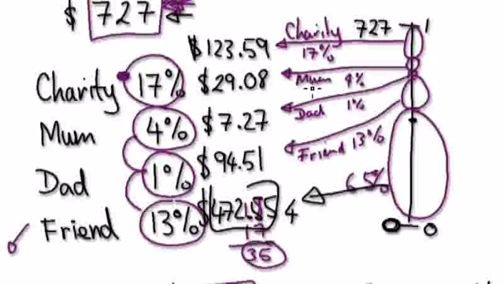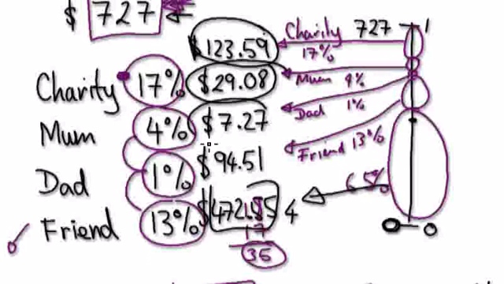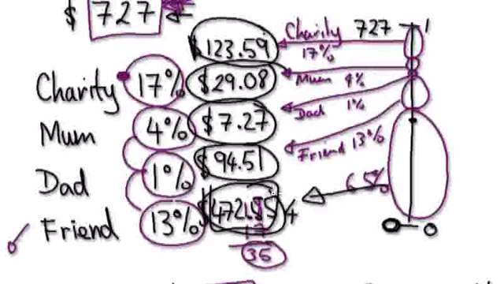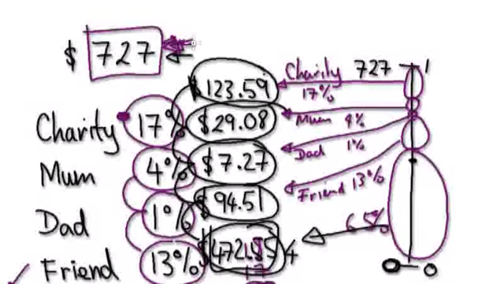Okay. So with this diagram, you can actually see the actual amount going to charity is this. The actual amount going to mum is this. The actual amount going to dad is this. The actual amount going to your friend will be this, and this will be what's left for you. And if you add all these together, it should come up to your original amount up here. Okay?